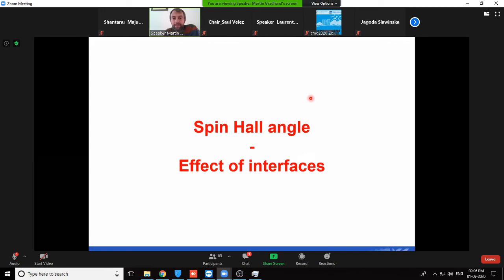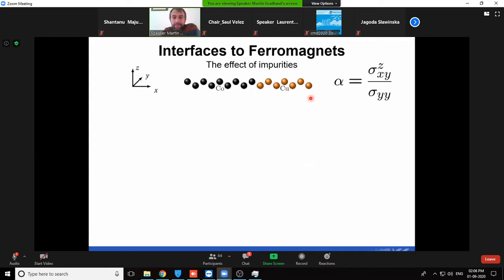So what happens at interfaces? Let's consider that configuration. This is now a periodic configuration of cobalt and copper, and we periodically repeat that system in the X direction and also in the Y direction. So we consider what happens if the charge current is applied in the Y direction, so this direction, and what is the resulting spin current through that interface between copper and cobalt.